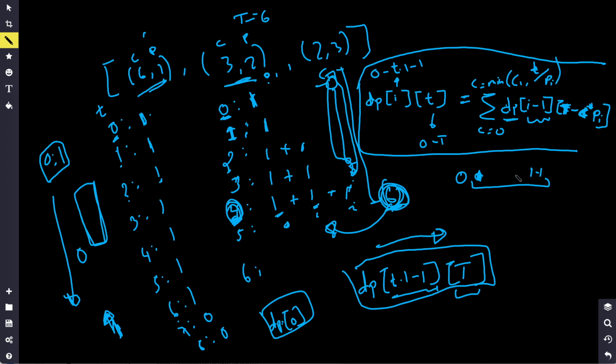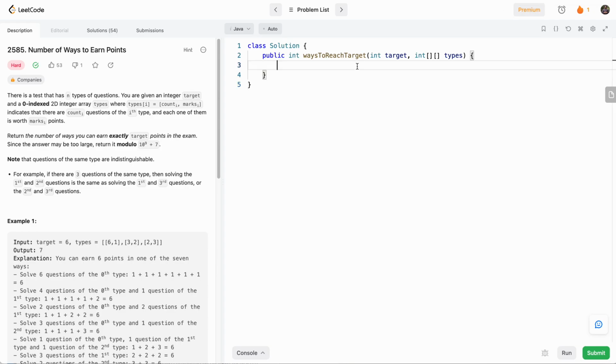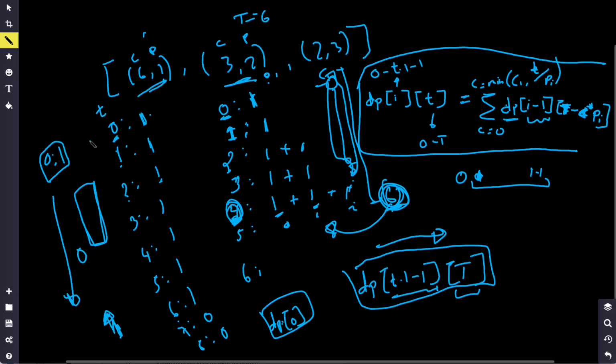Let's go ahead and write the code and see how that looks. So we'll start by initializing our dp array. So here's our dp array. Remember, we want types.length and target plus 1. So now, dp00 will be equal to 1, right? Because remember we said there's one way to get 0 in this imaginary spot.